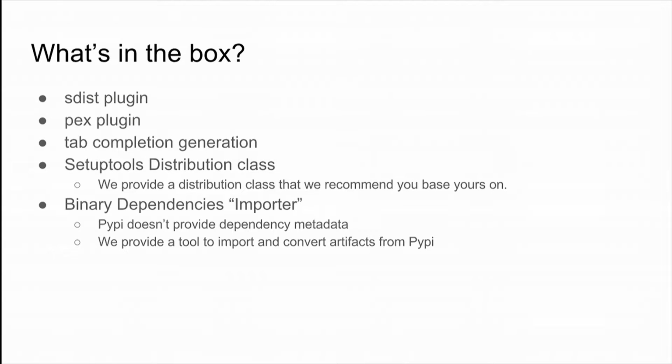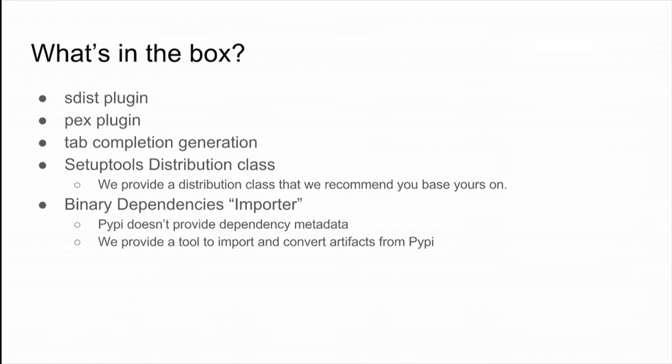So let's say what's in the box. You're going to get the SDIS plugin. You're going to get the PEX plugin. You're going to get tab completion generation. So we've got a script that'll generate tab completion for you. We've got a custom setup tools distribution class that you need to use, or something similar in a PEX project, and I'll go show you how to do that in a Flask project in a minute.